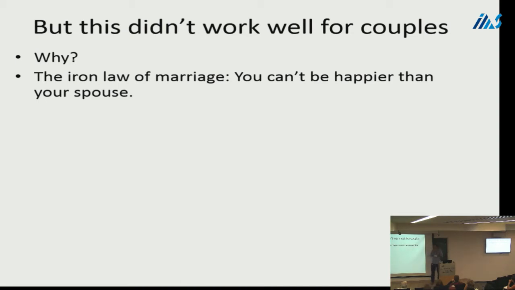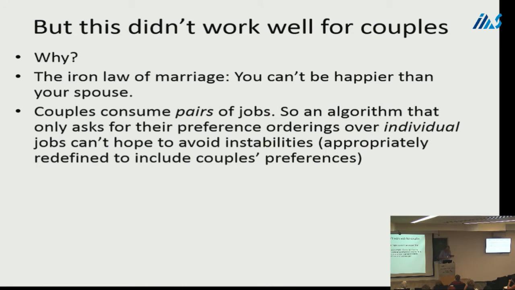And then later, there's a good job and a bad job. That's pretty far down our list because you can't be happier than your spouse. So we consume pairs of jobs. But those algorithms I just showed you didn't ask us for our preferences over pairs of jobs. They say, what does the leading member want to go? And he gets a great job in Boston. And then the other member gets a terrible job in Boston.